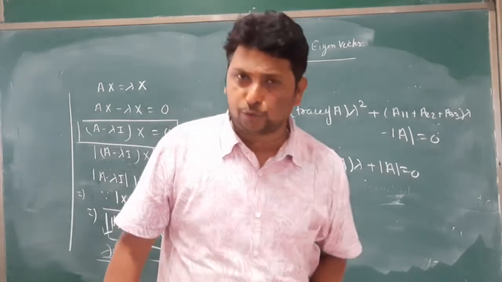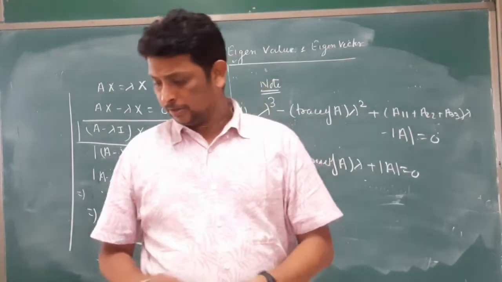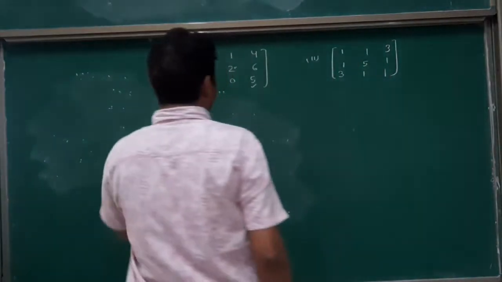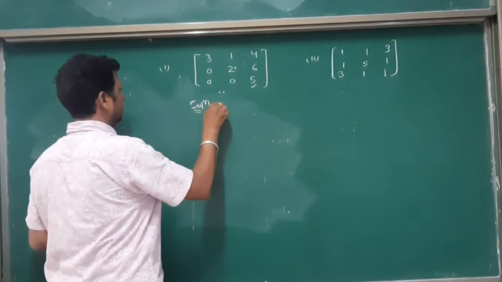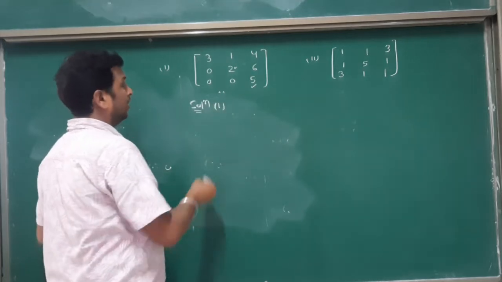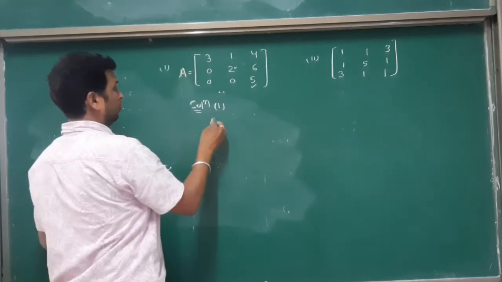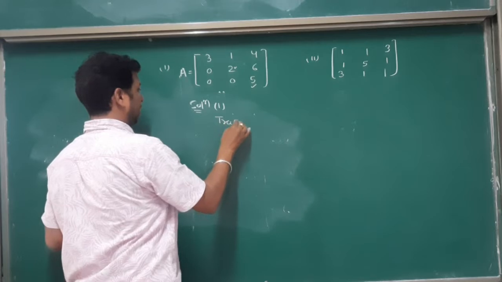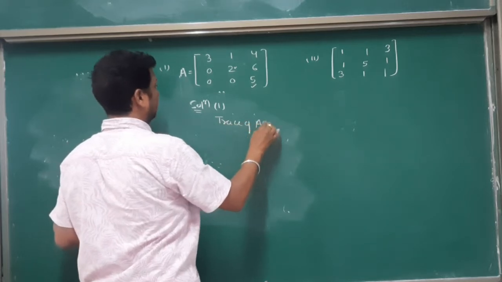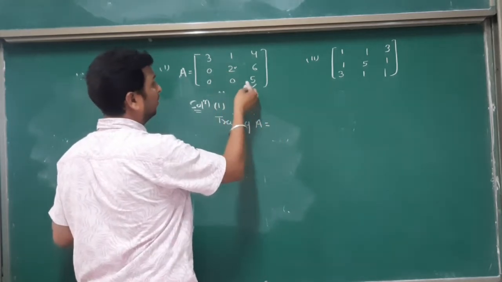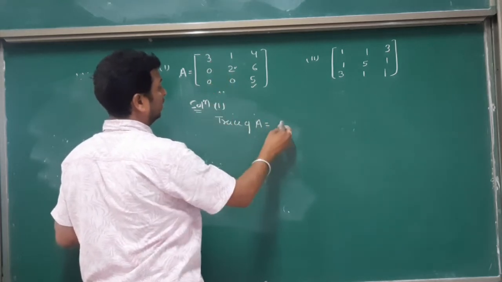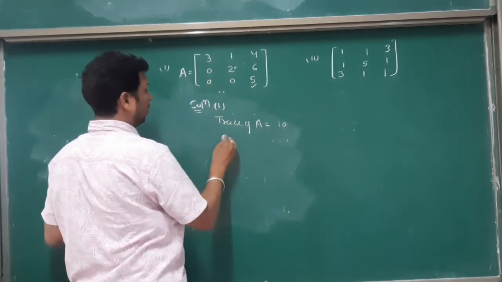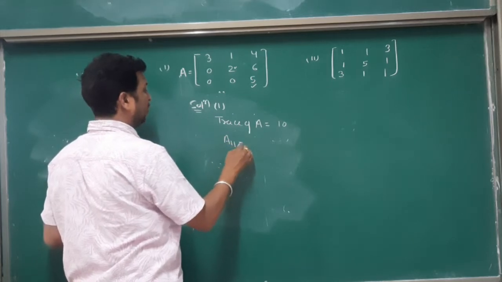Now I am going to do one example. How do we calculate? Suppose this is the A matrix. First of all we have to calculate the trace of A. What is the trace of A? Sum of diagonal elements. How much? 5 plus 2 plus 3. This is 10. Now what is the cofactor for A11?